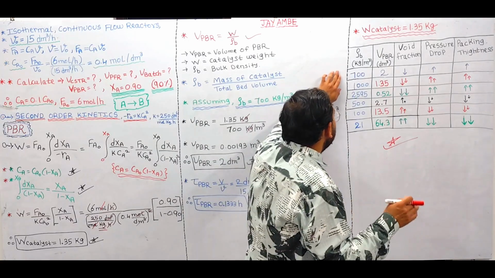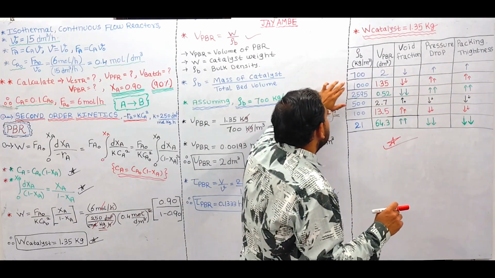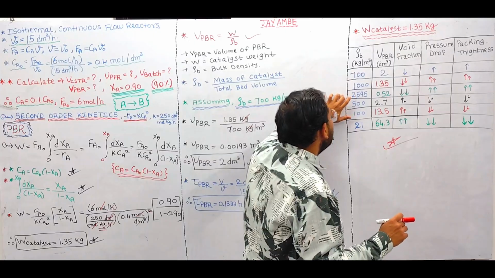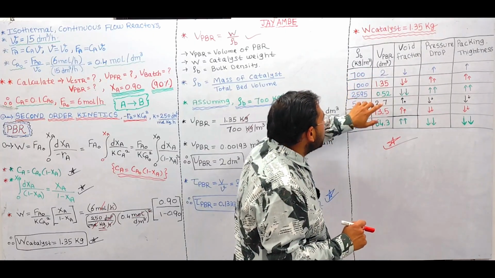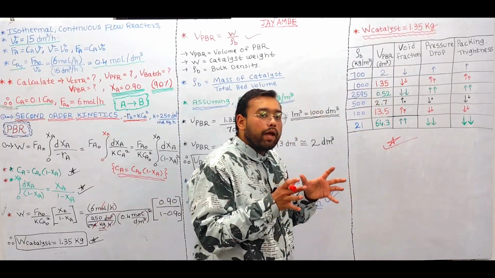So let's say if I increase my bulk density from 700 to 1000 to 2595, you can say that the volume of the packed bed reactor is decreased, right? Which means we are tightly packing, right?